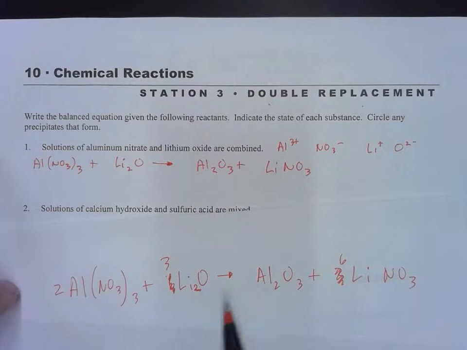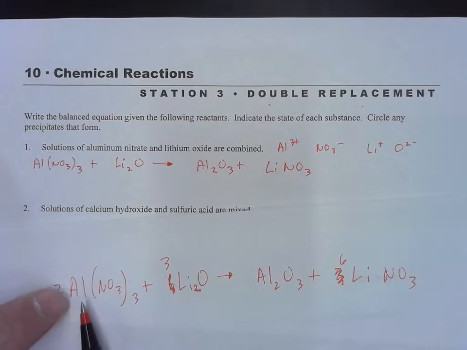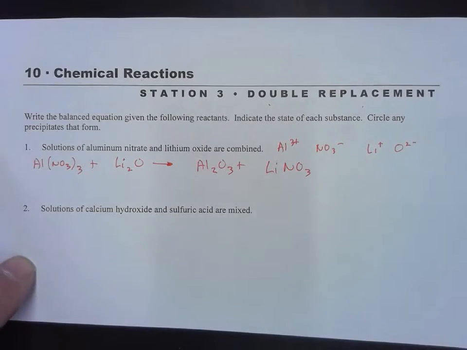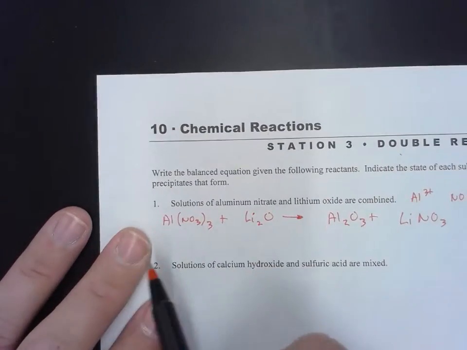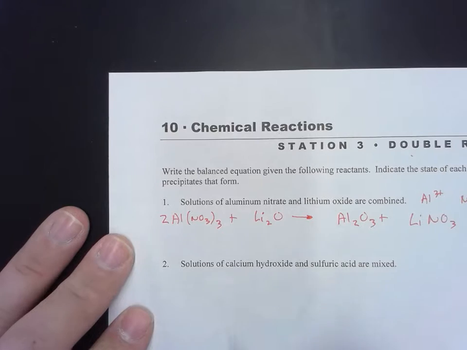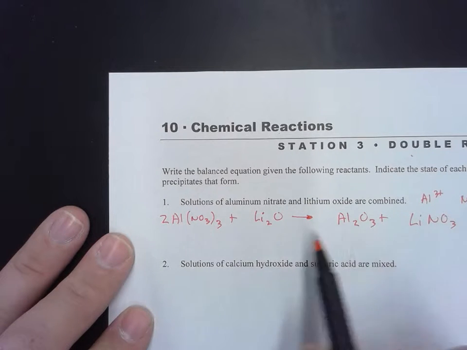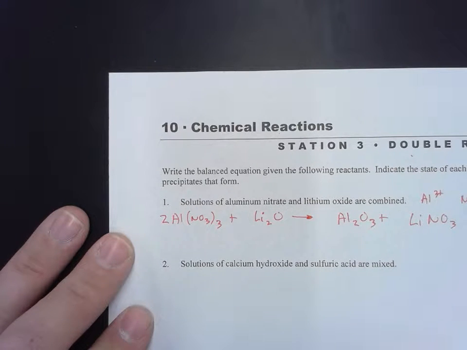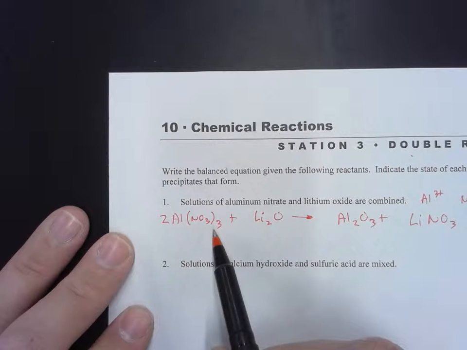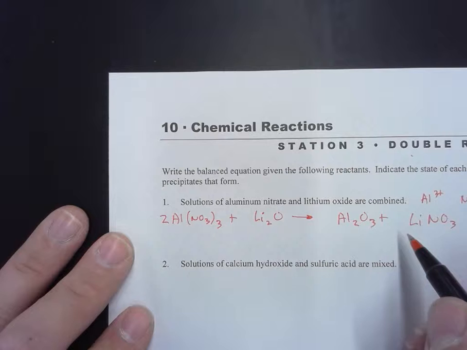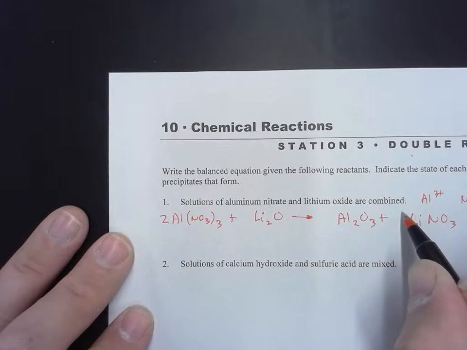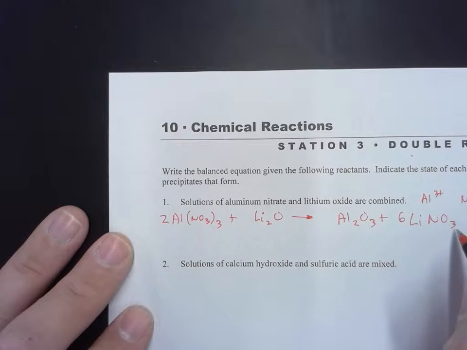Instead, I believe I started with the aluminum, and I'll show you how this will go. So you start with the aluminums. I've now got 2 aluminums on the right and 2 on the left. I've got 6 nitrates now. So 2 times 3 is 6. And if I put a 6 here, I've now got 6 nitrates.